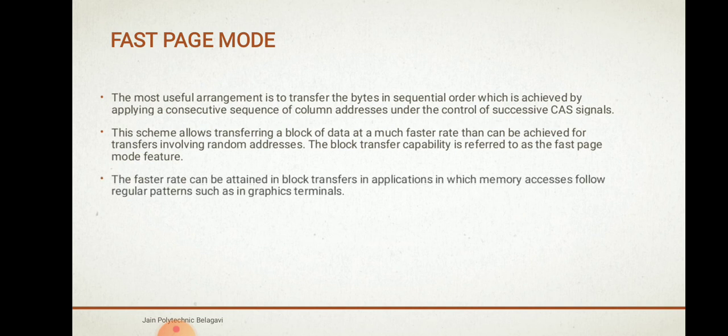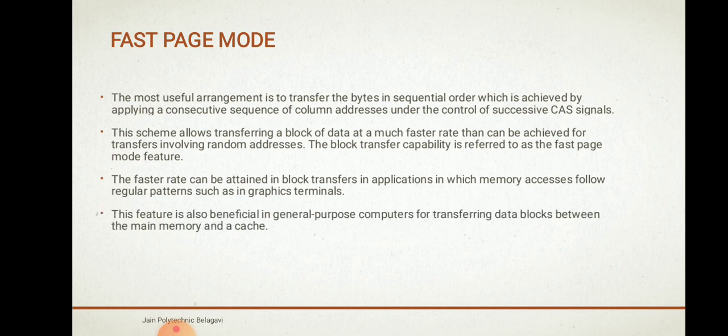The faster rate can be attained in block transfers in applications in which memory accesses follow regular patterns, such as graphic terminals. This feature is also beneficial in general purpose computers for transferring data blocks between main memory and cache. So this fast page mode, that is transferring block data at a much faster rate rather than using random addresses, is also used between main memory and cache.